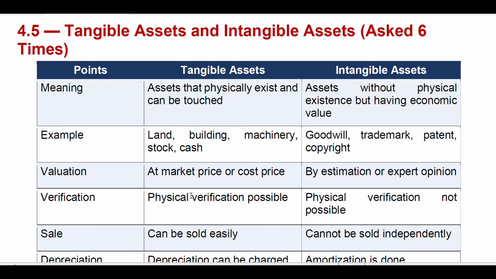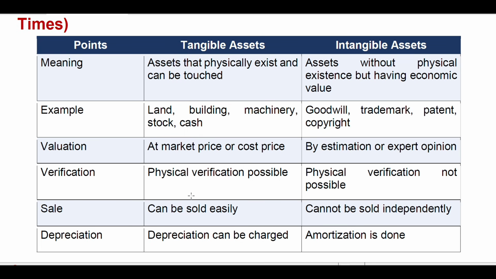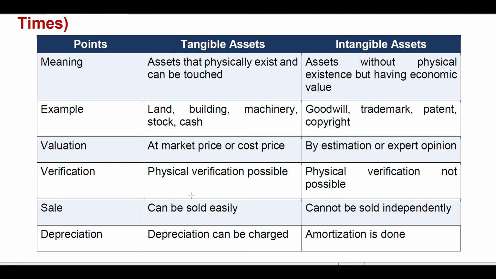Number 5, tangible assets and intangible assets, asked 6 times. Again, you can make a table and write accordingly. Points like examples, valuation, verification, sales, and depreciation. So you can just write tangible assets and intangible assets, and then write the definition, examples, and the rest of the things for that.